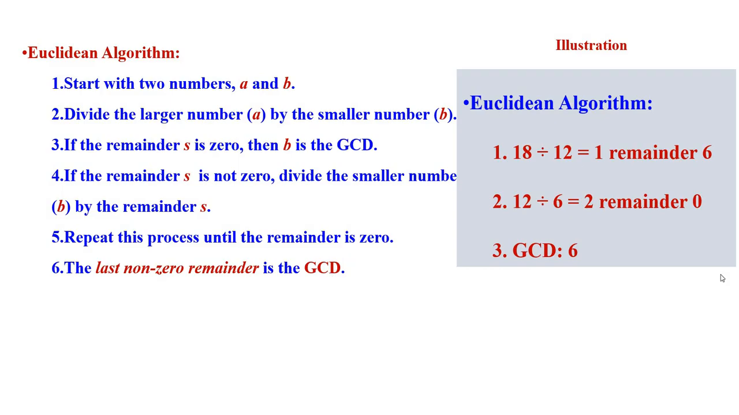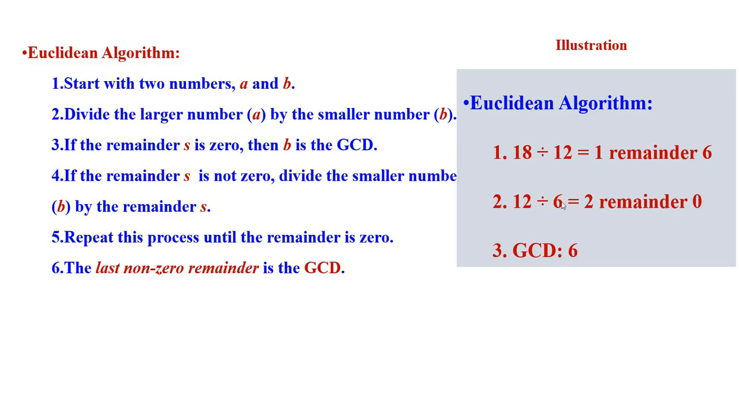So here we'll consider this one, 18 and 12. When you divide 18 by 12, it goes 1 time, and you have the remainder to be 6. Now this is S, right? So you apply the algorithm to B and S, that is 12 and 6. Here it goes 2 times and the remainder is 0.